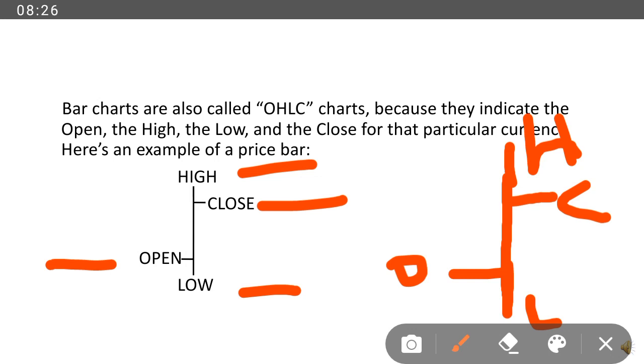Once you understand this, you will be able to know what price is doing. Once you open your chart and you look at each bar, you will know what has happened. So you don't need to cram anything.